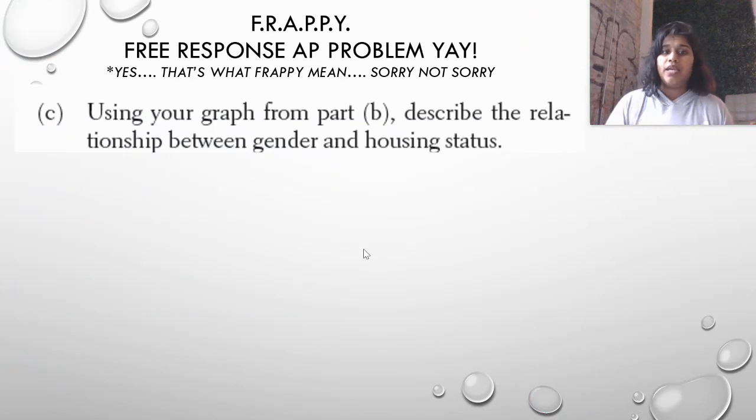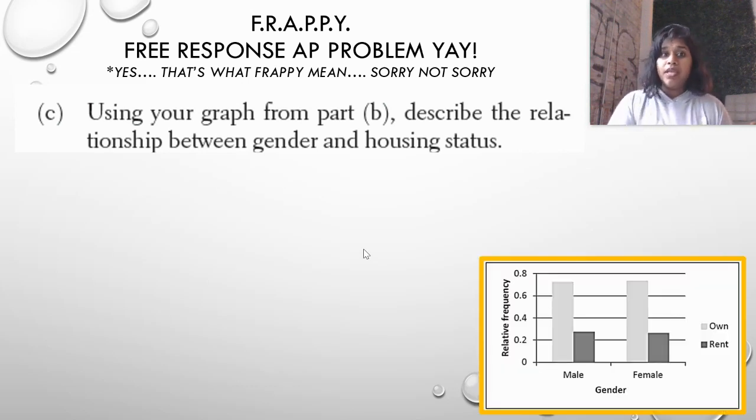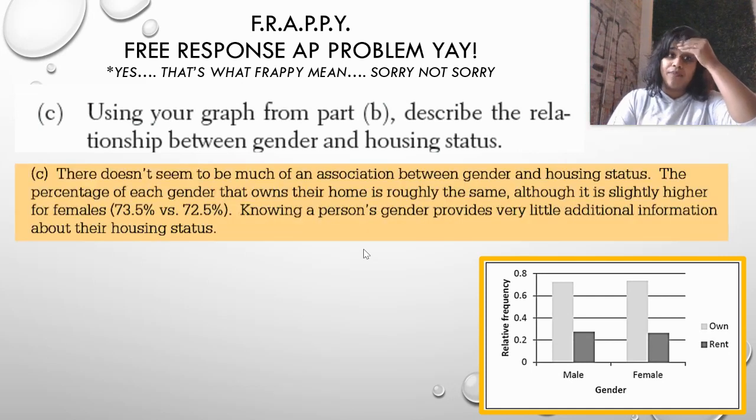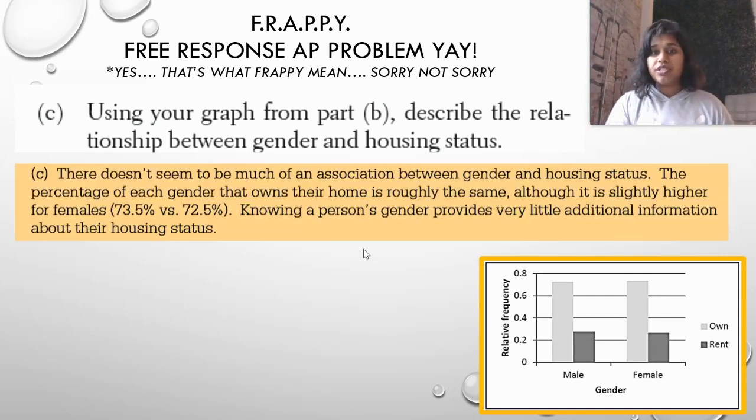And let's use that graph to describe the relationship between gender and housing status. So here's that graph, and we got a little sentence written up for us, so let's read the description. There doesn't seem to be much of an association between gender and housing status. You saw that they were about even, right? So there's not really an association or a distinction.